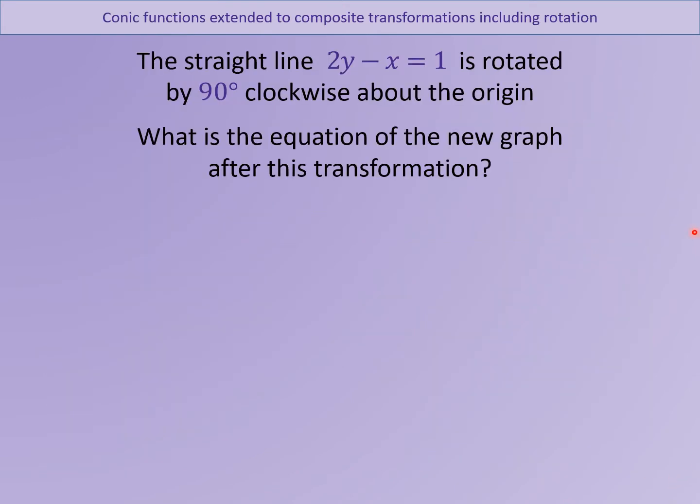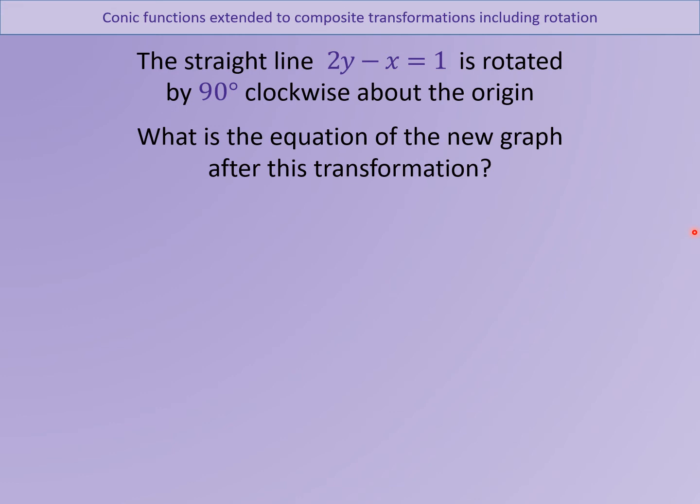Okay, so have a think about this, try doing it yourself. A straight line 2y minus x equals 1 is rotated 90 degrees clockwise about the origin. What I'd like you to do is think about what's the equation of the new graph after you've done that transformation. So have a go yourselves, think about sketching it, think about rotating it 90 degrees clockwise and see what new graph you get. So pause there, have a go at that yourself.